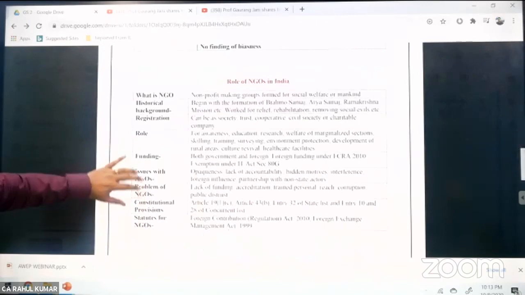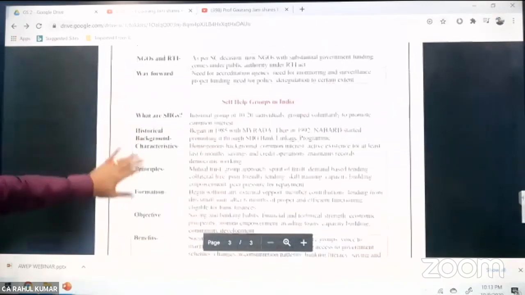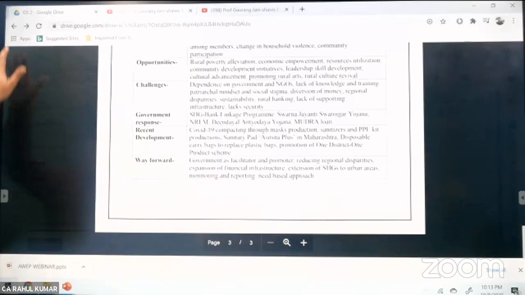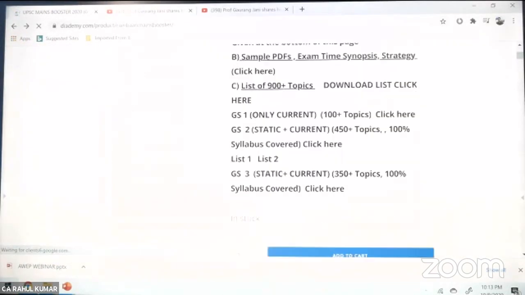Role of NGOs, only one page, the entire topic is covered. Role of self-help groups, only one page, the entire topic is covered. So this is the kind of integration which we are providing, and this is the best kind of integration that we have done for this.